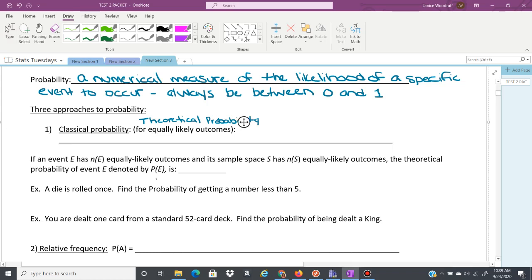So classical probability for equally likely outcomes is given to you as an equation like this. So P of E, so parentheses E, so probability of the event happening is the number of times the event occurs over the number of total outcomes.